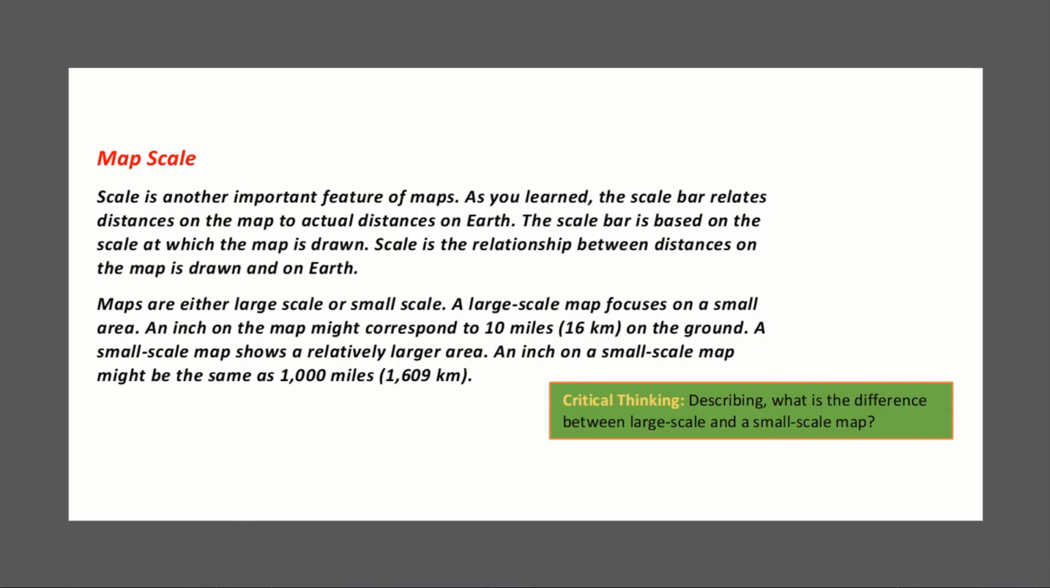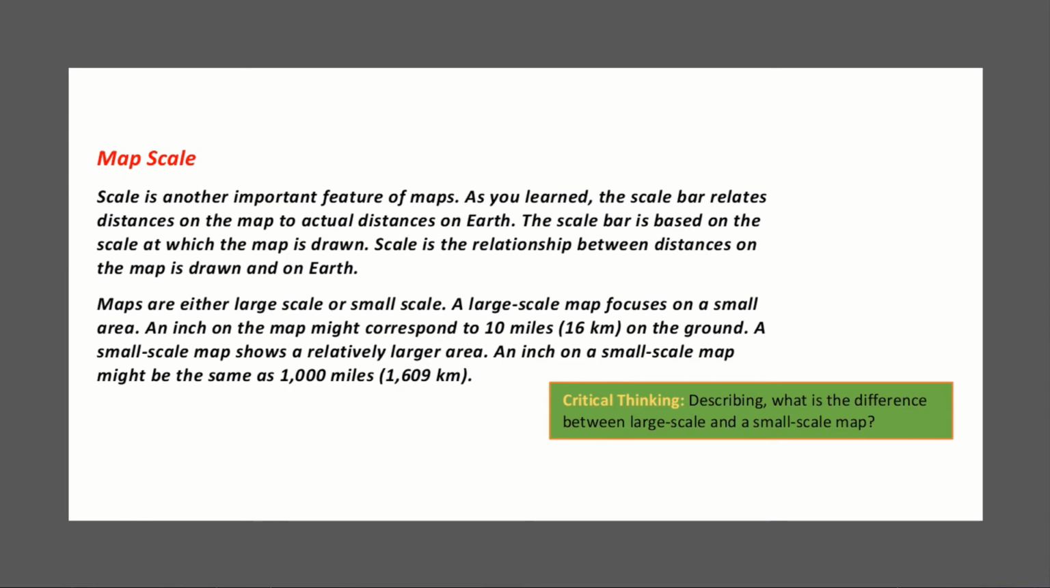Now we'll be talking about the scale, which is another important feature of the map. As you learned, the scale bar relates the distance on the map to the actual distance on the earth. The scale bar is based on the scale at which the map is drawn. A scale is the relationship between the distances on the map and on the earth. Maps are either large scale or small scale. A large scale map focuses on a small area, whereas a small scale map shows a relatively large area.